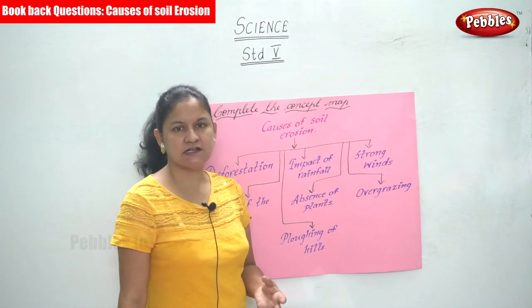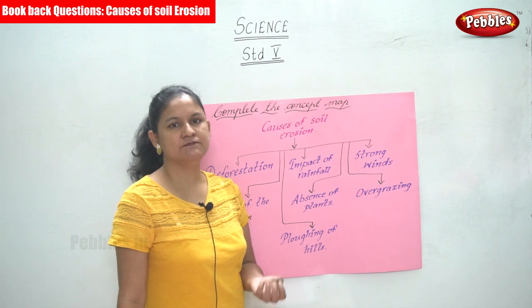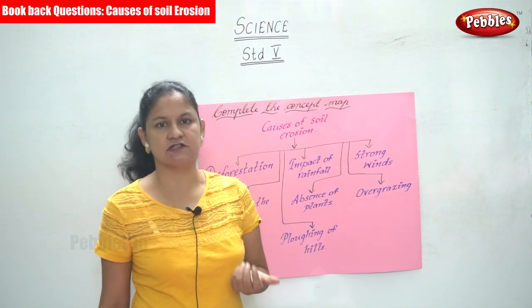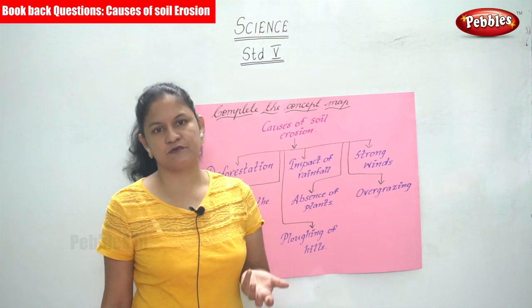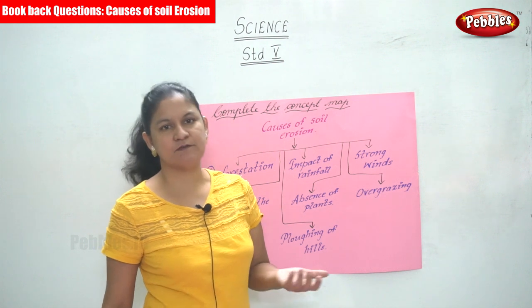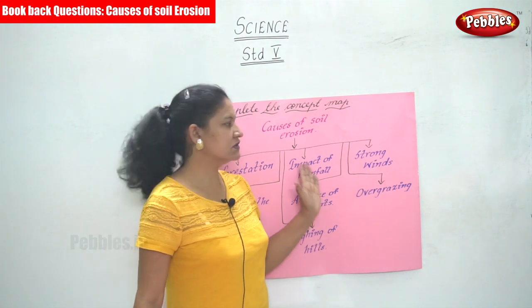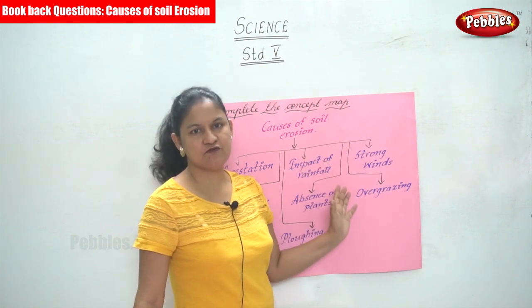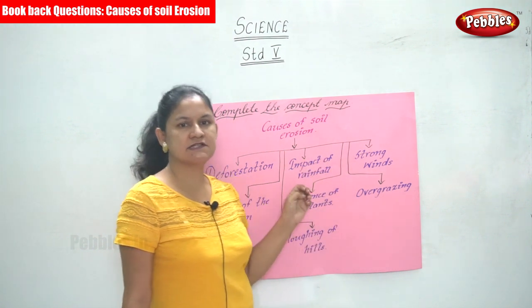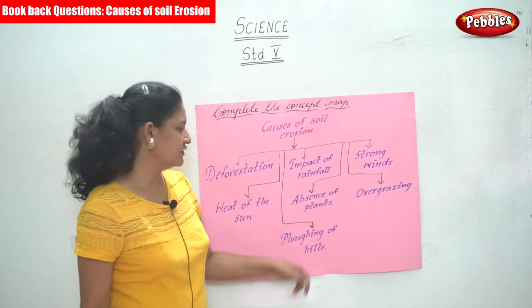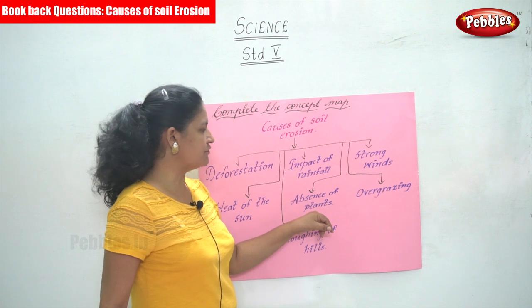So we have seen that the roots of the plants are responsible for holding the soil firmly together, thus preventing soil erosion. But in the case of absence of plants, all these causes affect the soil, that is the rainfall, wind, etc. cause the soil to be eroded. So the next is the absence of plants.